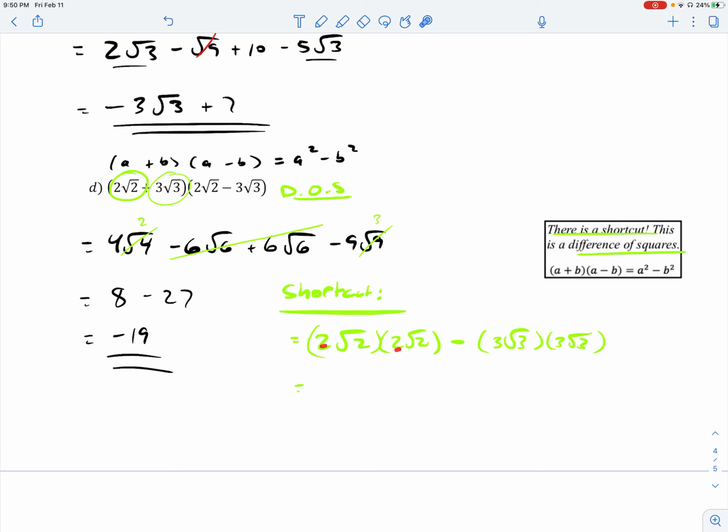Okay, and working this out, 2 times 2 is 4. Root 2 times root 2 is just 2. Then we got minus. 3 times 3 is 9. Root 3 times root 3, also just 3. That gives me 8 minus 27, which is negative 19. So it acts as a little bit of a shortcut if you can recognize the difference of squares.